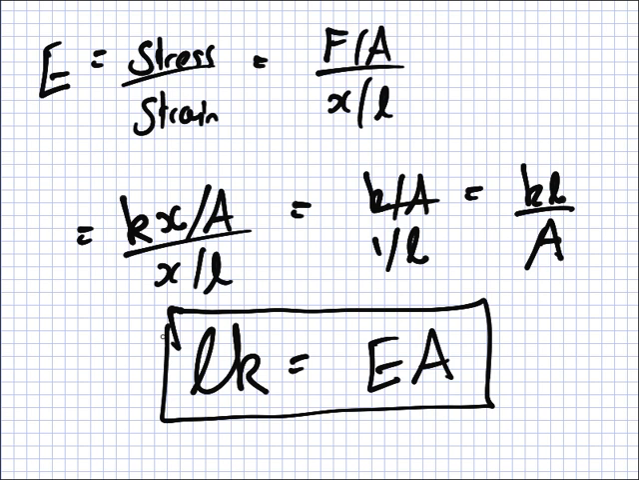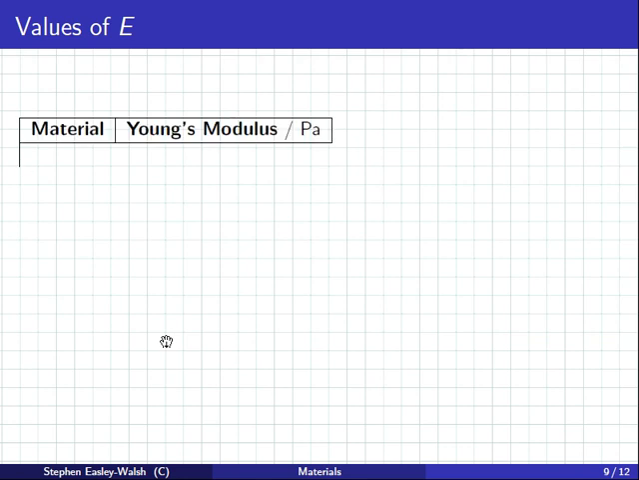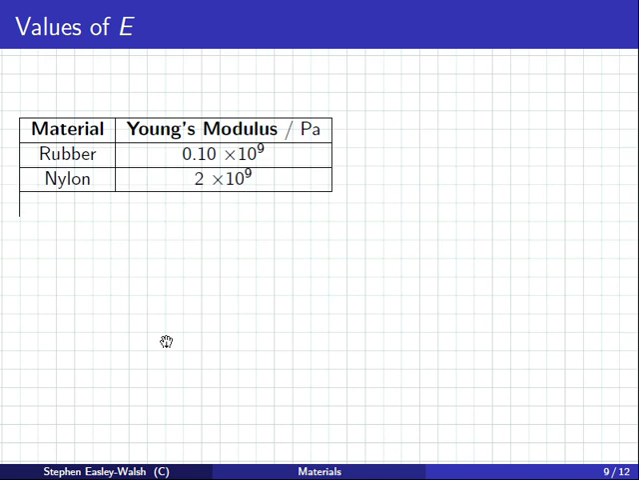Now, I'm going to give you some values of E you can write down. The unit is pascals, of course. The first material is rubber. Is rubber a stretchy material? It is, isn't it? And it has a Young's modulus of 0.1 times 10 to the 9. That's actually a small value, even though it's 10 to the 9. Can you write that down?